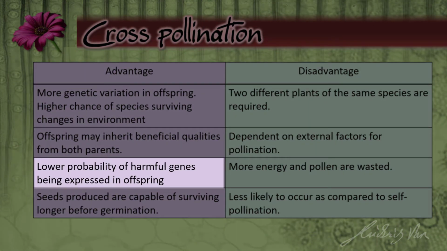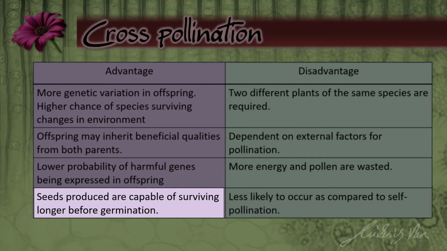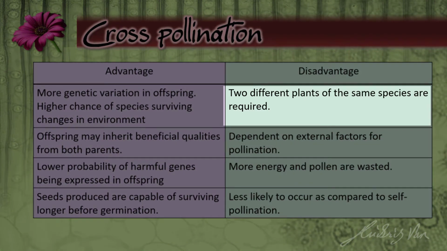There's also a lower probability of harmful traits being expressed in the offspring, and normally the seeds produced are capable of surviving longer before germination. For the disadvantage, two plants of the same species are required, so good luck trying to find a partner if you are alone.